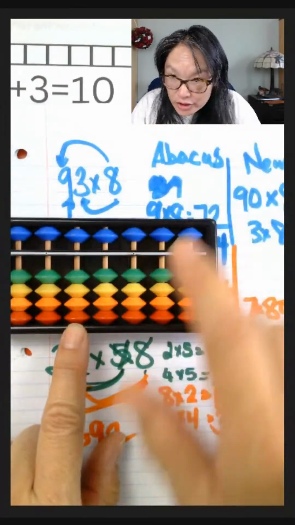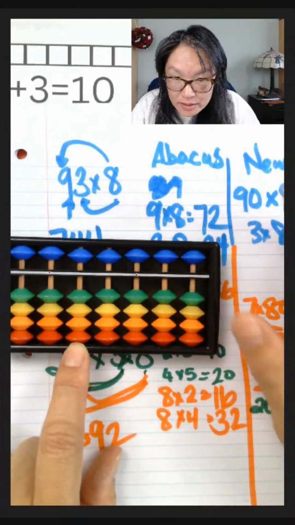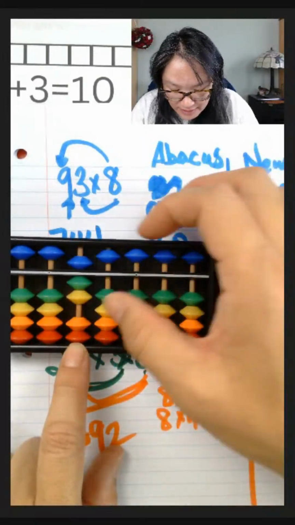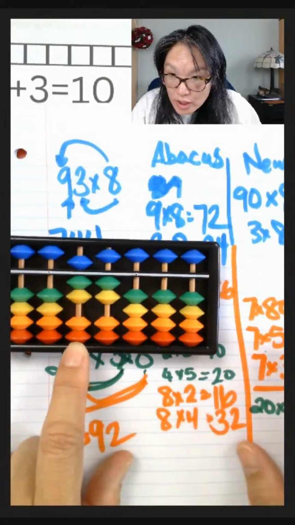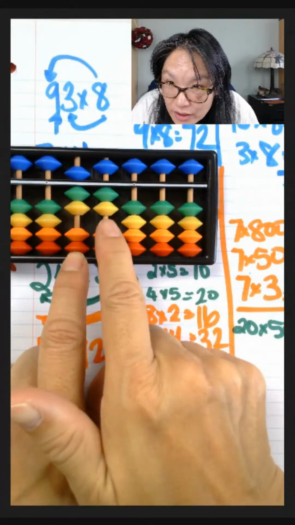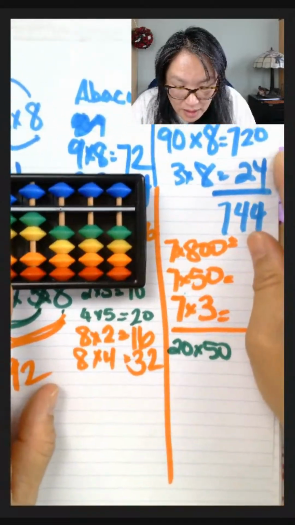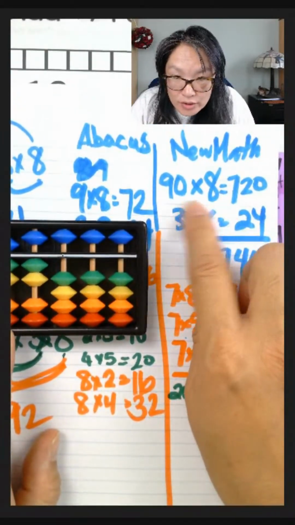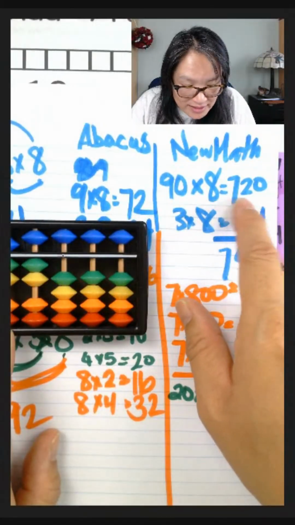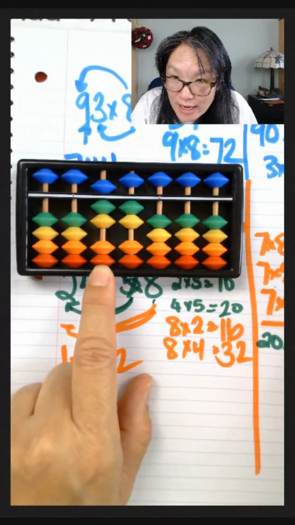Okay, so what we're going to do is 3. Now, if you notice in abacus, we're going to do 9 times 8. 9 times 8 is 72. If you notice on the abacus, we have 720. We don't need to worry about our place value. What does that mean? Well, in new math, they do 90 times 8. And again, they write it out, 720. But we don't need to do this. Why? Because the abacus tracks it for us.